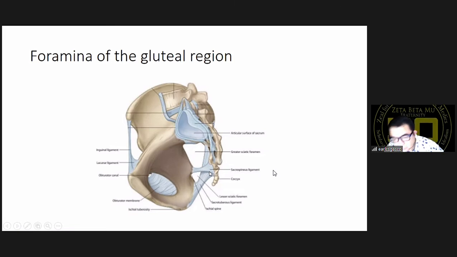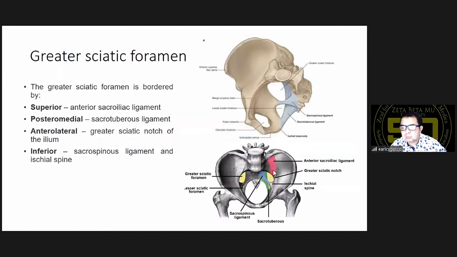Now, the greater sciatic foramen. We have also another foramen that I will mention later na lang, but it's not mentioned in your book because it's more towards the pelvic organs rather than the gluteal region. We'll just mention it later. First, we talk about the greater sciatic foramen.